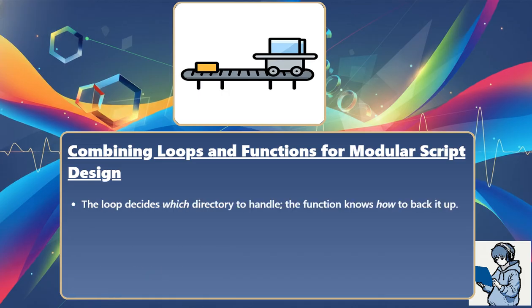The loop decides which directory to handle. The function knows how to back it up. This separation makes the code easier to read, test, and reuse.